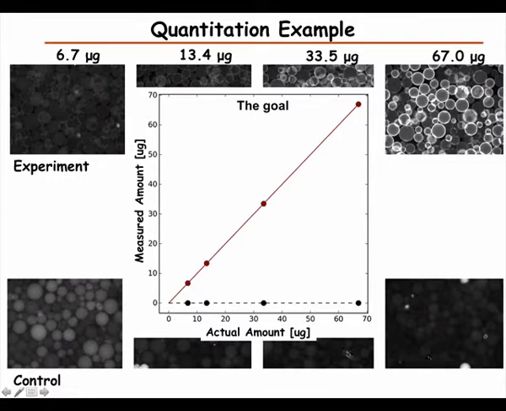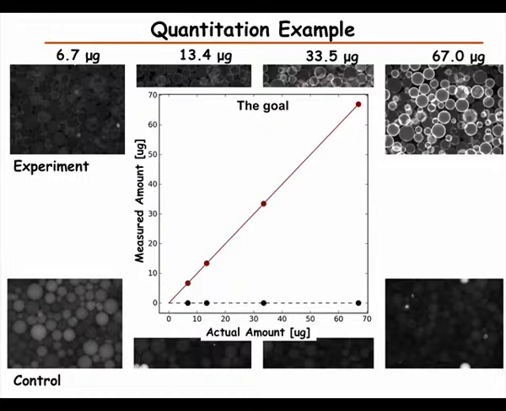What we want to get out of this is a curve like this, where the control always ends up at 0, independent of the amount of antibody. And in the experiment, we want a linear relationship between the actual amount and the amount that we measure. So this is our goal here. Now we're going to go through a series of steps to try to get at least close to that goal.